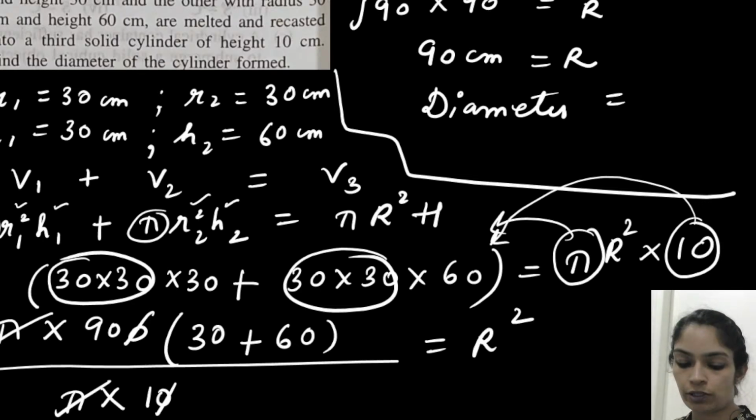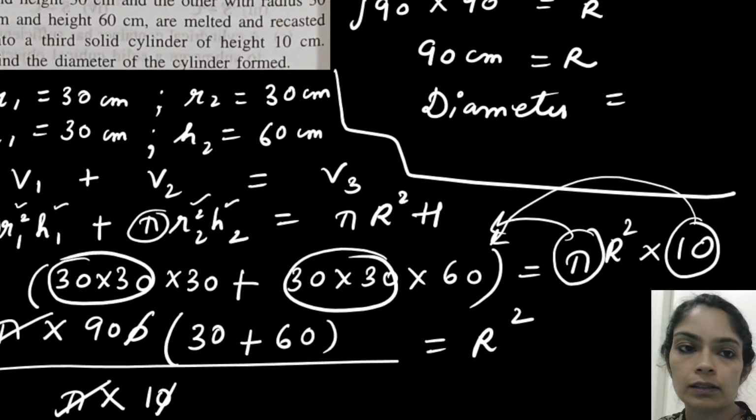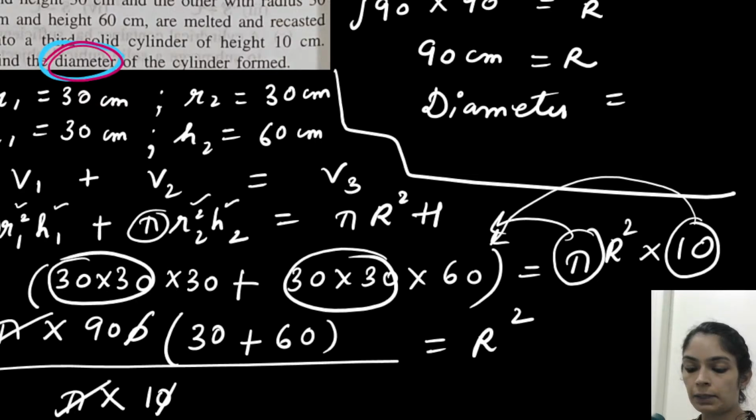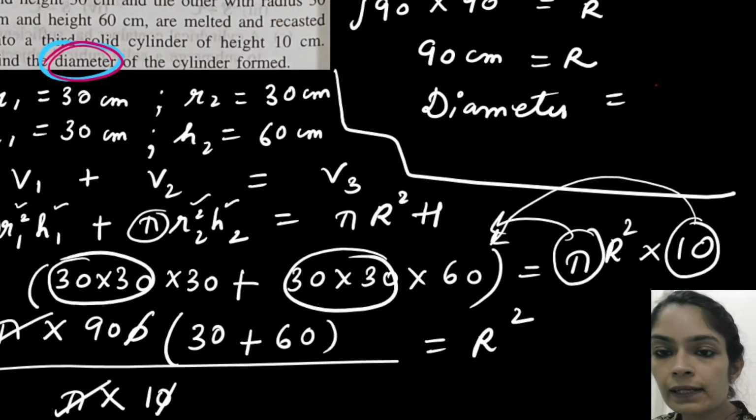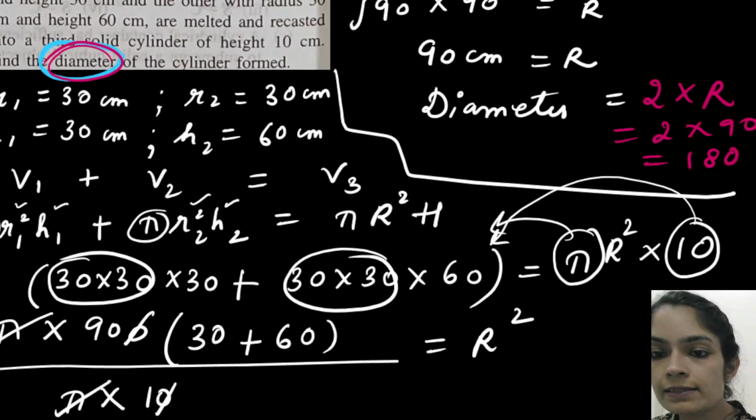So what is the relation of diameter? We found the value of r, but the question says find the diameter. Whatever they are asking, in that only you have to answer. So what is the value of diameter? Yes, Shashank has given the answer. What about others? Diameter is 2 times r. So 2 into 90 is 180 centimeter.